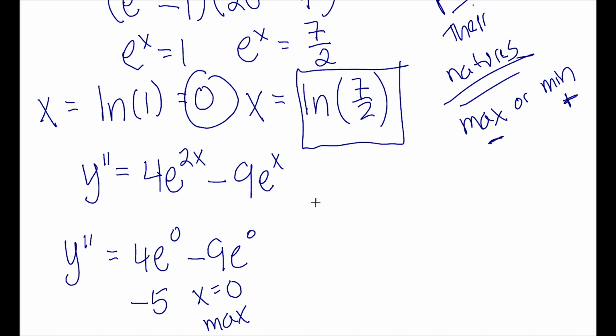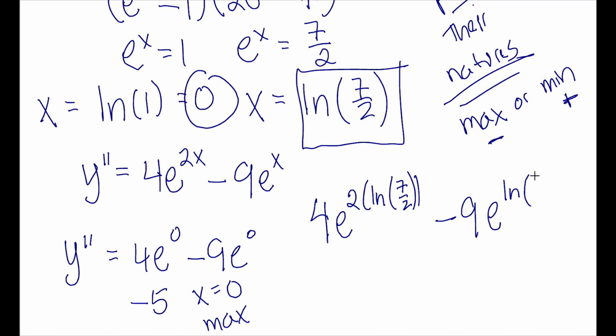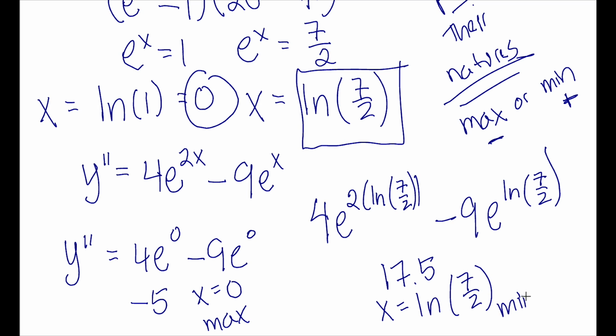Let's plug in ln of 7 over 2. You're just going to put that into your calculator. I got 17.5, and that means when x equals ln of 7 over 2, we have a minimum point, since this is positive.